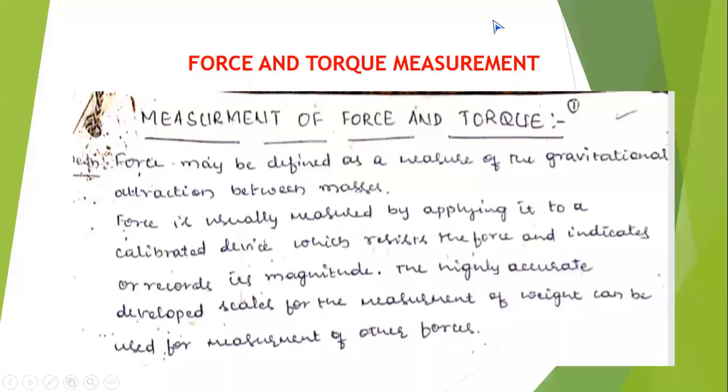Instruments or measuring calibrated devices are available. You can use any one for measurement of force using any kind of measuring method. So that's one. Force may be defined as the measure of the gravitational attraction between masses.